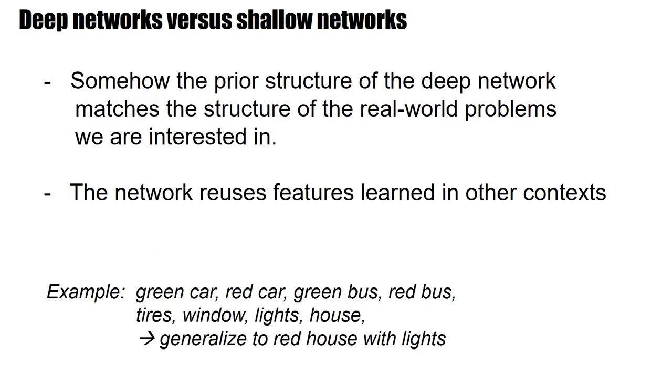So somehow the prior structure of the deep network seems to match the structure of real-world problems we are interested in. One hypothesis is that the network reuses features that are learned in other contexts. If you think of a database that contains examples of a green car, a red car, a green bus, a red bus, tires, windows, lights, houses, well, then you can make new combinations. Maybe it can generalize to a red house, even though there was no example in the database containing a red house.